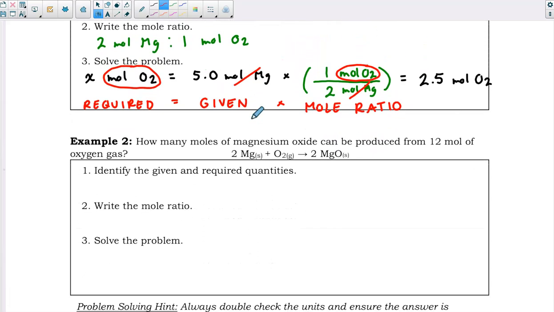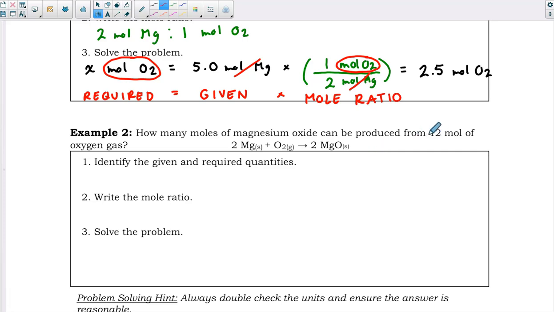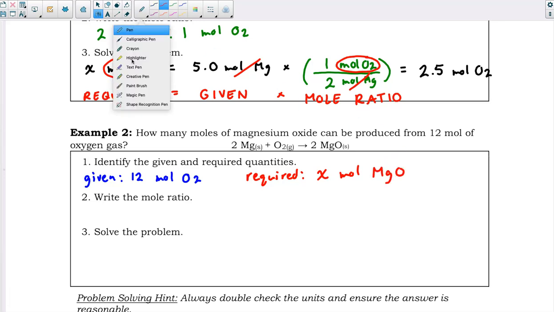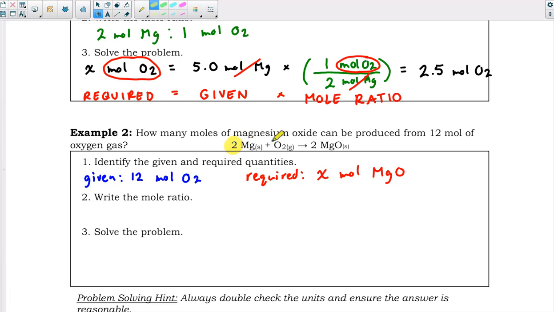Okay, so how many moles of magnesium oxide can be produced from 12 moles of oxygen gas? In this particular case, we are given 12 moles of oxygen gas, which is O2. We are looking for the moles of magnesium oxide. We can see this is already balanced. We have our 2, we have the invisible 1, and a 2 right here.